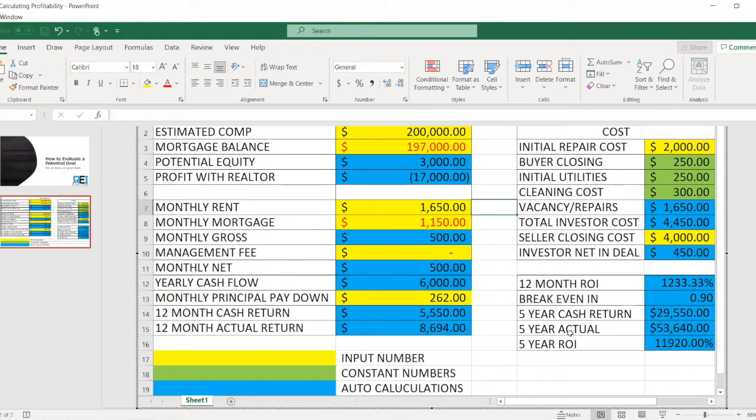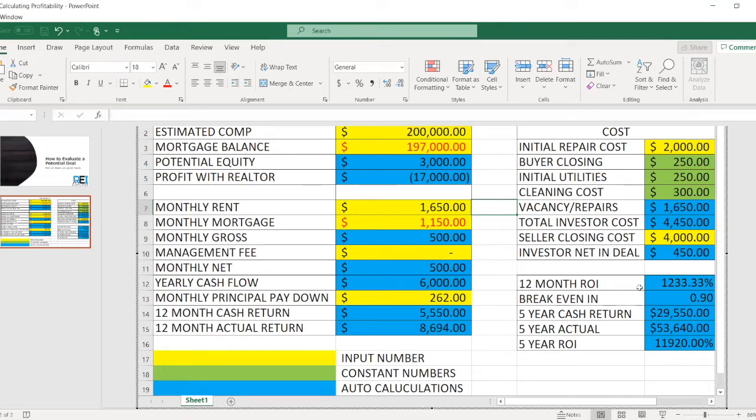Now, all these auto calculations down here are just good things to know so that you know how profitable you should be. You'll see the 12-month ROI in this scenario. If we put 450 into the deal, but we're making 6,000, there's a 1,233% return. You don't get that in traditional investing.